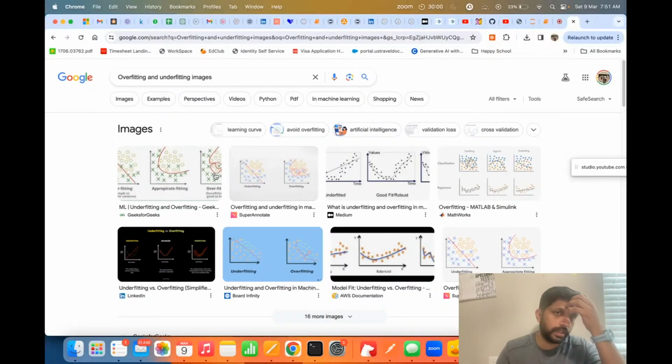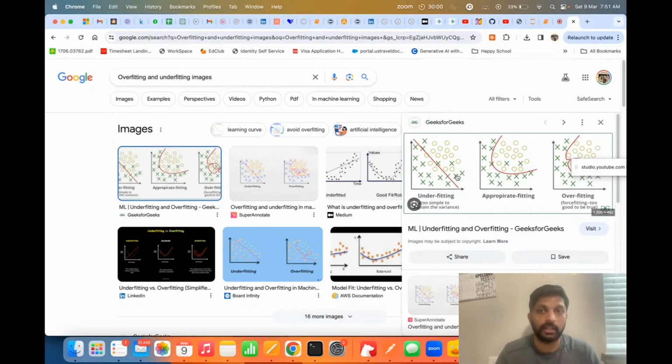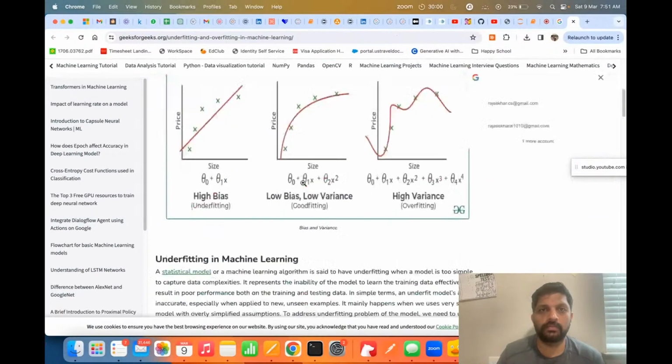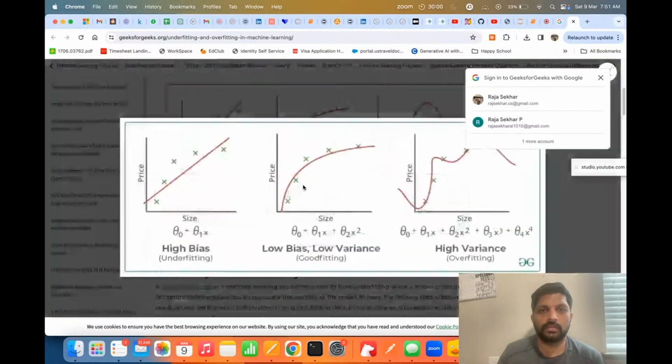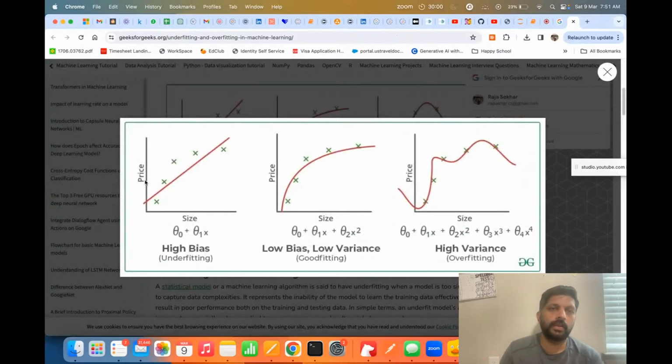So if you see, yeah, this is the standard example. If you see these points that are there, what's the pattern recognition of the given points is what we will try to do. If you look at it, all three of them are trying to do pattern recognition.